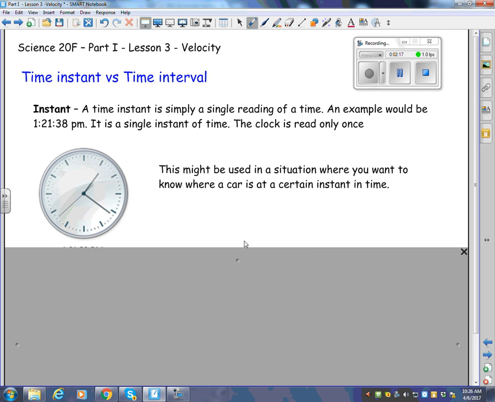This might be used in a situation where you want to know where a car is at a certain instant of time. Where is it at a single instant in time? Right? One reading of the clock.